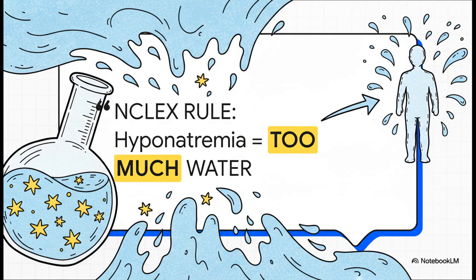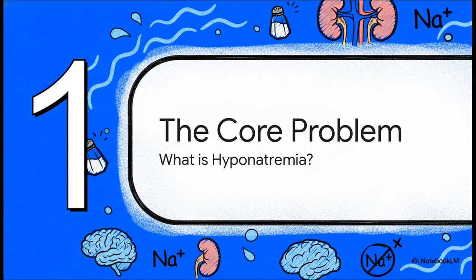Seriously, if you only remember one thing from this entire explainer, make it this. Hyponatremia is not really a sodium problem. It's a water problem. It's all about having too much water diluting the sodium that's already in the body. Getting this one concept down is the key that unlocks pretty much every single question you're going to see on this.